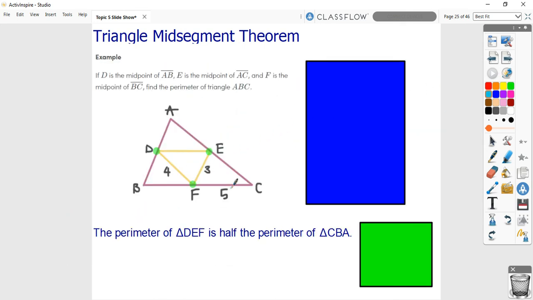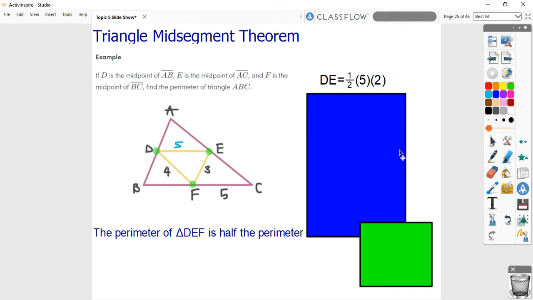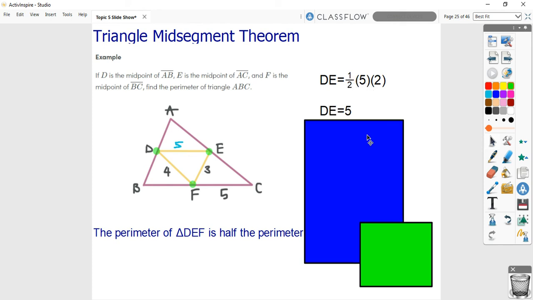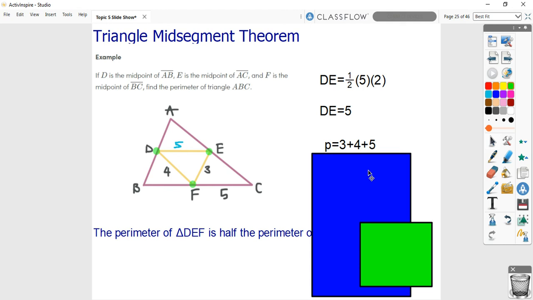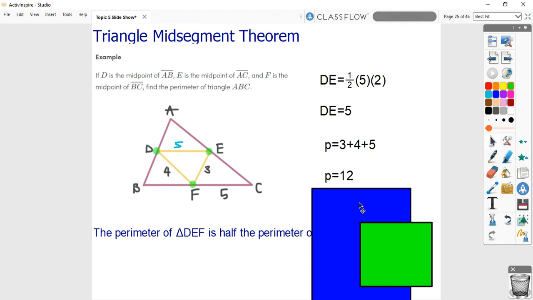So look at this. On this picture, we've already got that 1/2 of this longer side is 5. So that means DE right here is also 5. Okay? This perimeter of our midsegment triangle, see, we already know that it's going to be 1/2 of 5 times 2, which is just 5. That's where we get that DE from. So we can take that 3 plus 4 plus 5 and get the perimeter right there of 12.